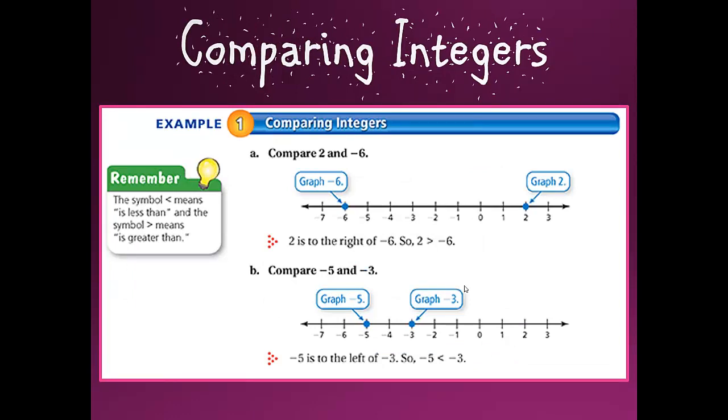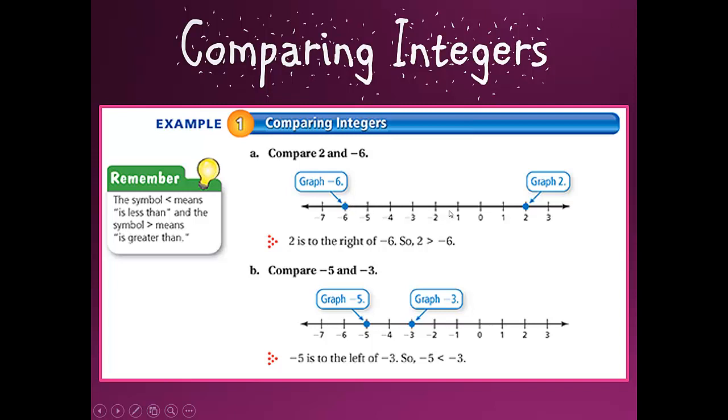Now we are comparing integers. We're going to compare 2 and -6. In order to compare these, we can graph them. So first we'll graph 2 on our number line. We'll put a dot at 2, and then we can put a dot at -6.